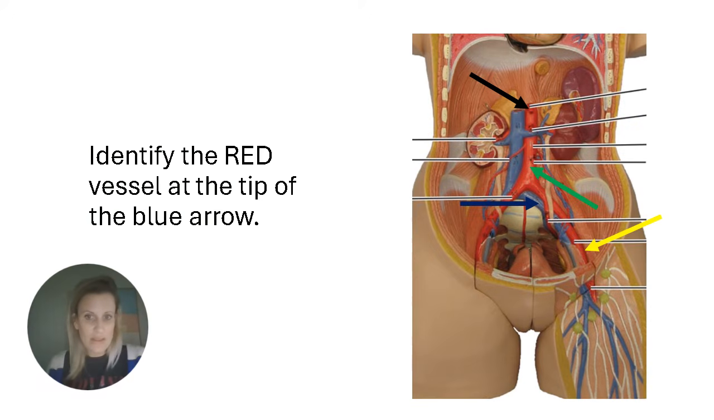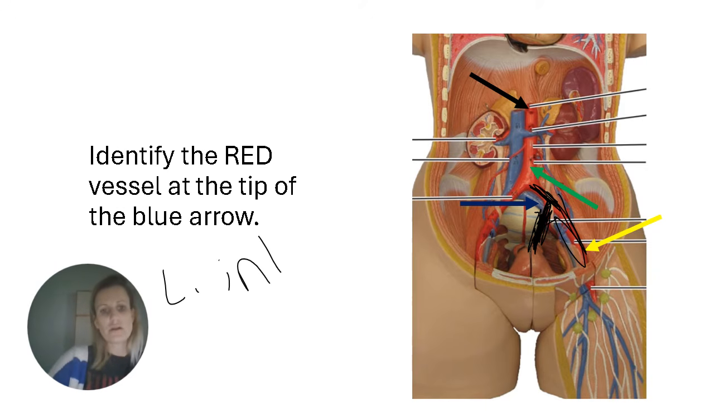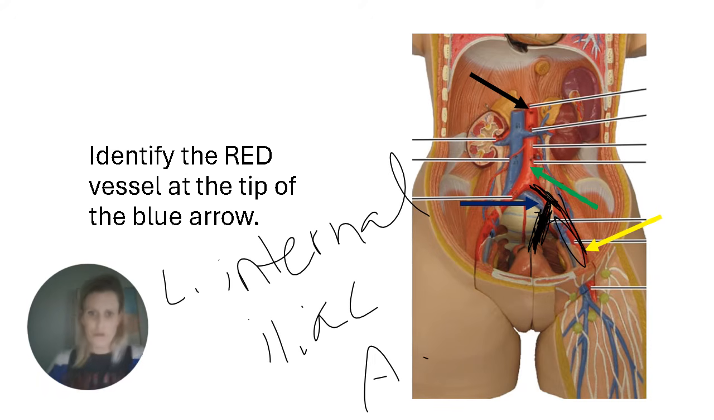The red vessel at the tip of the blue arrow. So this is a little bit far off, but I'm talking about this right here. Remember that the aorta splits and we have the common iliac artery. So that would be the left common iliac. And then once it splits, the one that goes deep within the pelvis is the internal iliac. The one that goes towards the leg is the external iliac. So this one going deep within the pelvis is the left internal iliac artery.